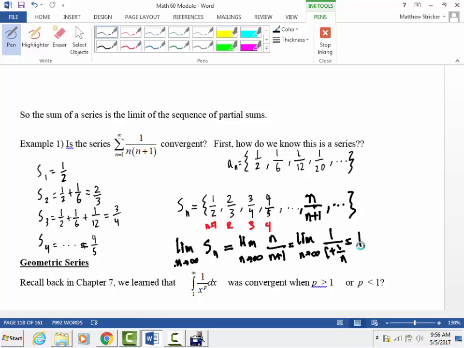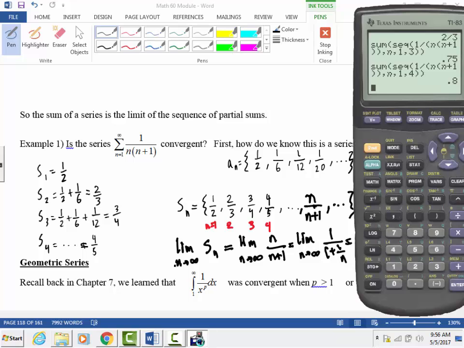Think about what this says. If you add up the first term, the first 2 terms, the first 3 terms, the first 4 terms, the first n terms, the limit of the sum of those first n terms is 1. So does the series converge? Yes. And what does it approach? 1.